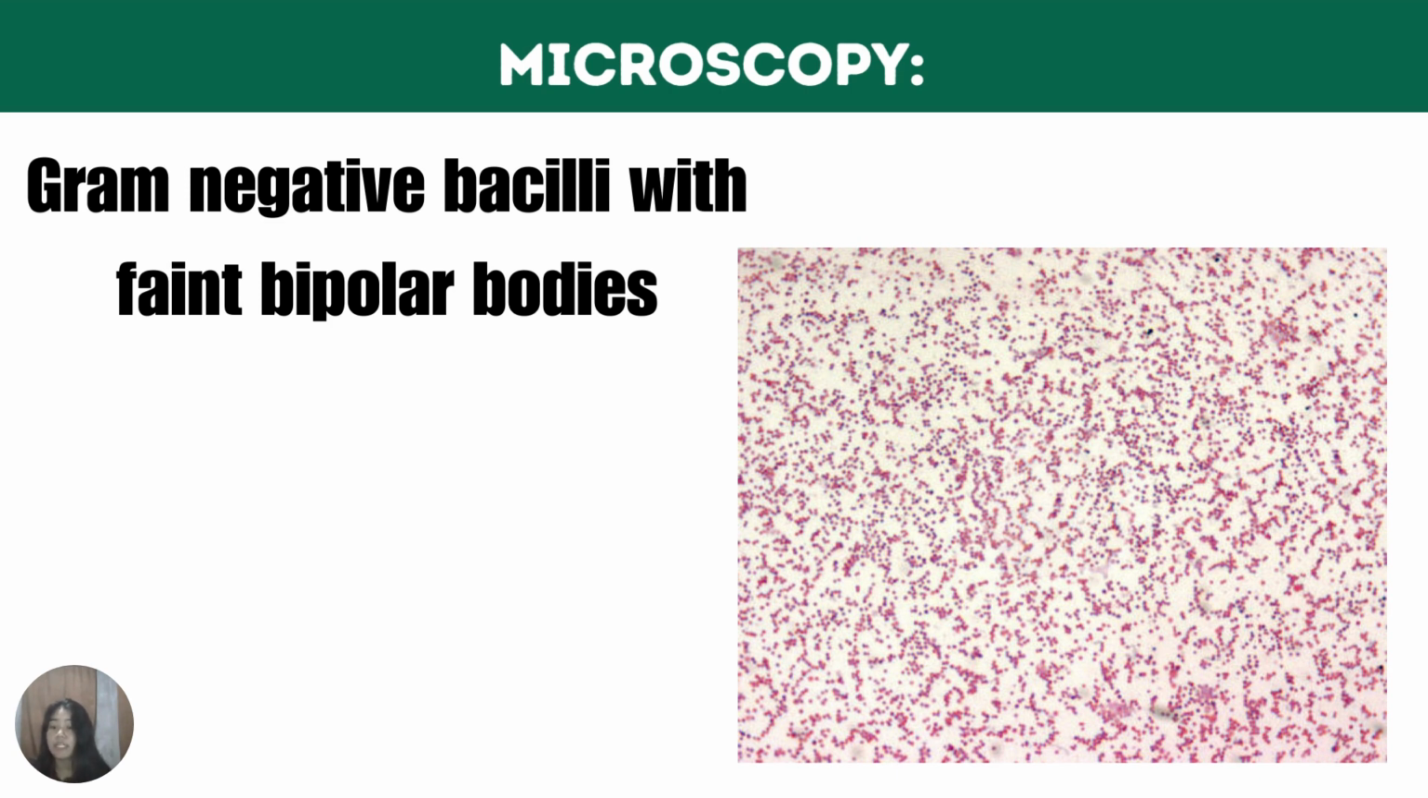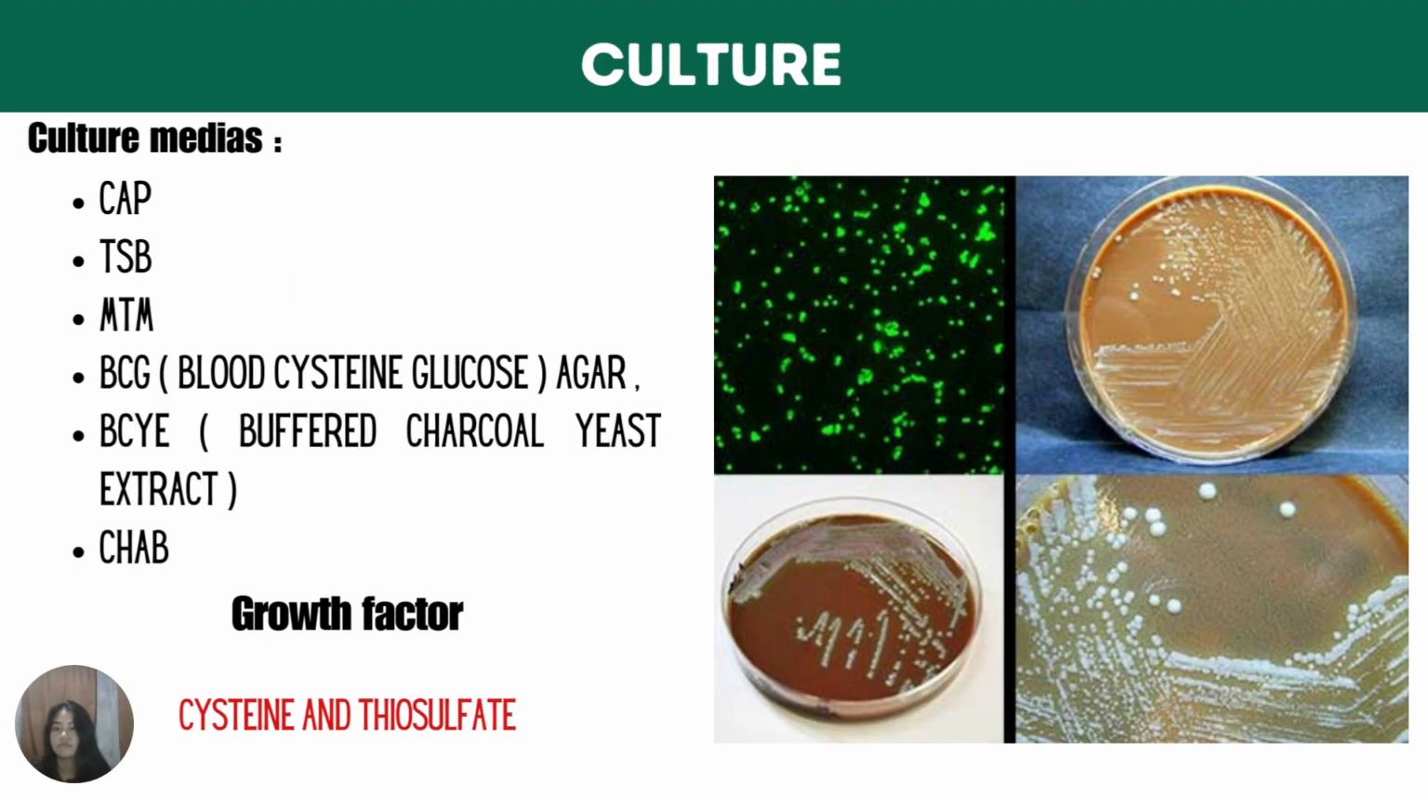In order to visualize this microorganism, it requires an acridine orange stain, which is obtained from a blood culture bottle. It can be seen under the microscope as gram-negative bacilli with faint bipolar bodies. It can grow on CAP, TSB or trypticase soy broth, MTM or modified Thayer-Martin, and BCG, blood cysteine glucose, BCYE or buffered charcoal yeast extract, and CHAB or cysteine heart agar, which are supplemented with 5% heated sheep or rabbit blood.